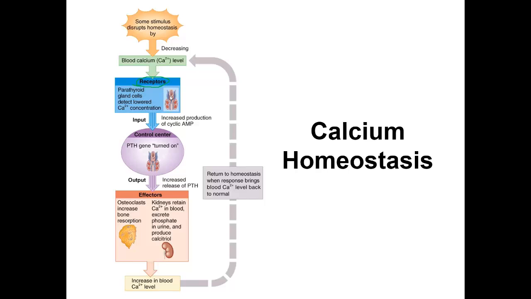Now what has to happen? The parathyroid gene gets turned on. Something has to happen, and that something is that calcium ions have to be increased. The effectors in that case are osteoclasts, which increase bone resorption. Kidneys start to absorb more calcium ions, and hence calcium level is increased in the bloodstream, and calcium ends up returning to normal.